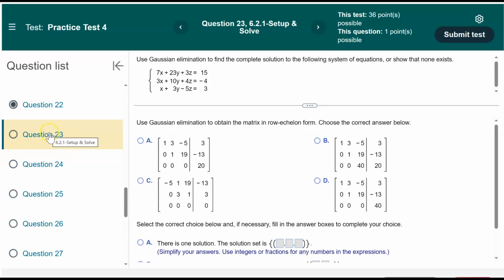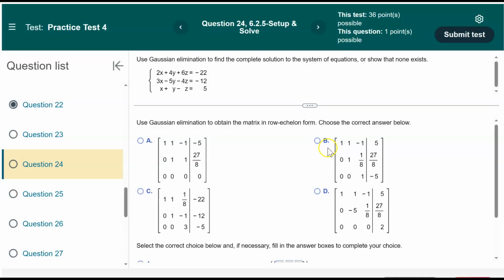So I would not do 22, 23, and 24. This is just using the Gaussian elimination method.